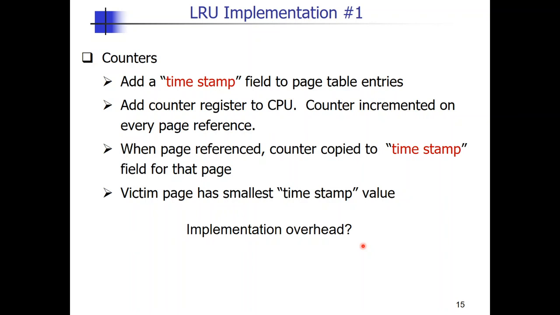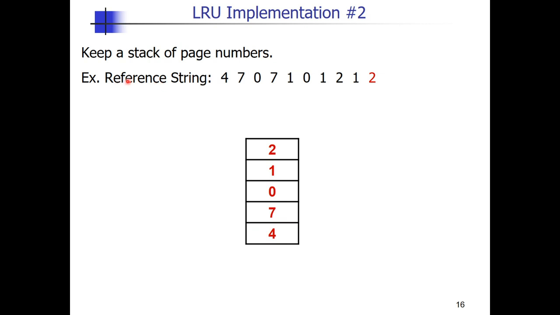Let's see an alternate implementation approach, LRU implementation number 2. Over here we look at a stack. Instead of keeping counters, we are going to manage a stack of page numbers. Let's say we have a different reference string here. We are accessing page 4, 7, 0, and so on. When we access page 2, we maintain a stack. The stack is shown over here, which contains the pages that are currently in physical memory, and page 2 is right at the top.